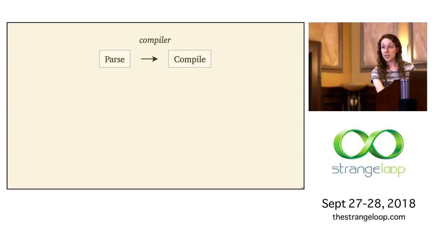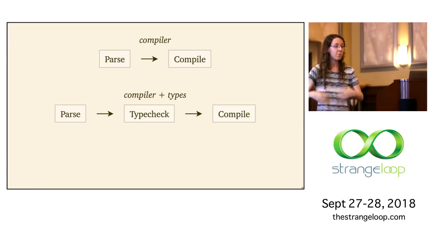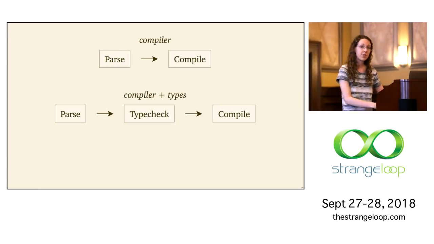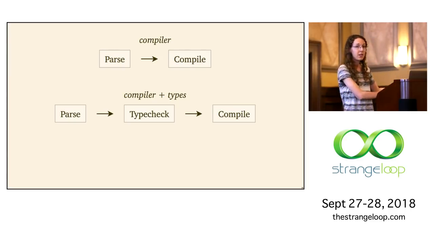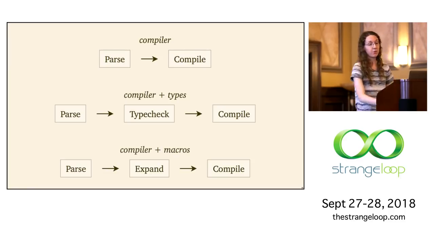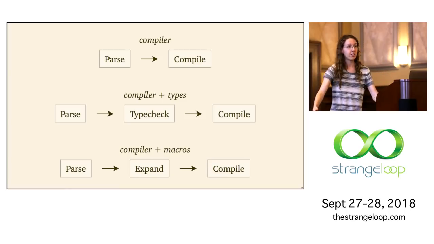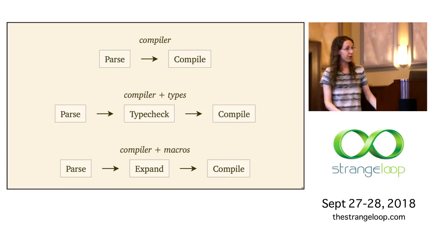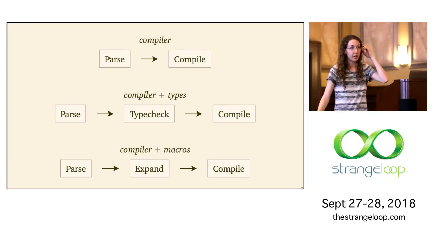So if we want to add types to this compiler, well, that's just a stage in between, right? We parse the program, then we send it to the type checker. Once the type checker has said, yep, it's typed correctly, then we send it off to the compiler. We end up compiling that program, do the same thing as before. It turns out that adding macros to a language is very similar. We start by inserting another stage in between where we parse the program, we find all the macros, we expand them, and then once the macros have all been expanded, we ship it off to the compiler.